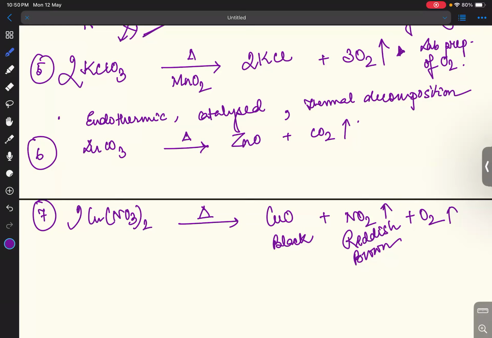We can balance this as 2 Cu(NO3)2, giving you 2 CuO. That's it. Ma'am, what is the color of copper nitrate? Very good question. It's blue in color. Most of the copper or cupric Cu2+ salts are blue in color: copper sulfate, copper nitrate, copper chloride. Only copper oxide and copper sulfide are black in color.